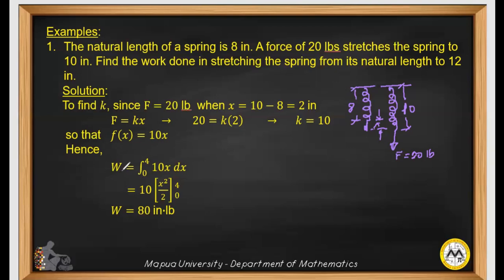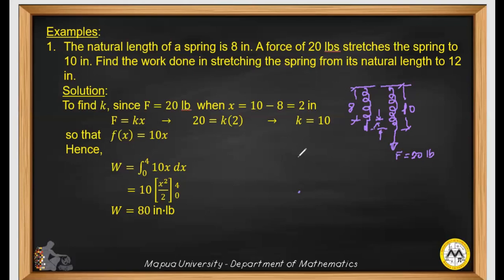Hence, since the variable force f of x is equal to 10x, then to get the work done, the work is equal to the integral of the variable force f of x times the differential of x, and the limits will go from 0 to 4. Now to determine the limits of integration, consider the natural length as 0.